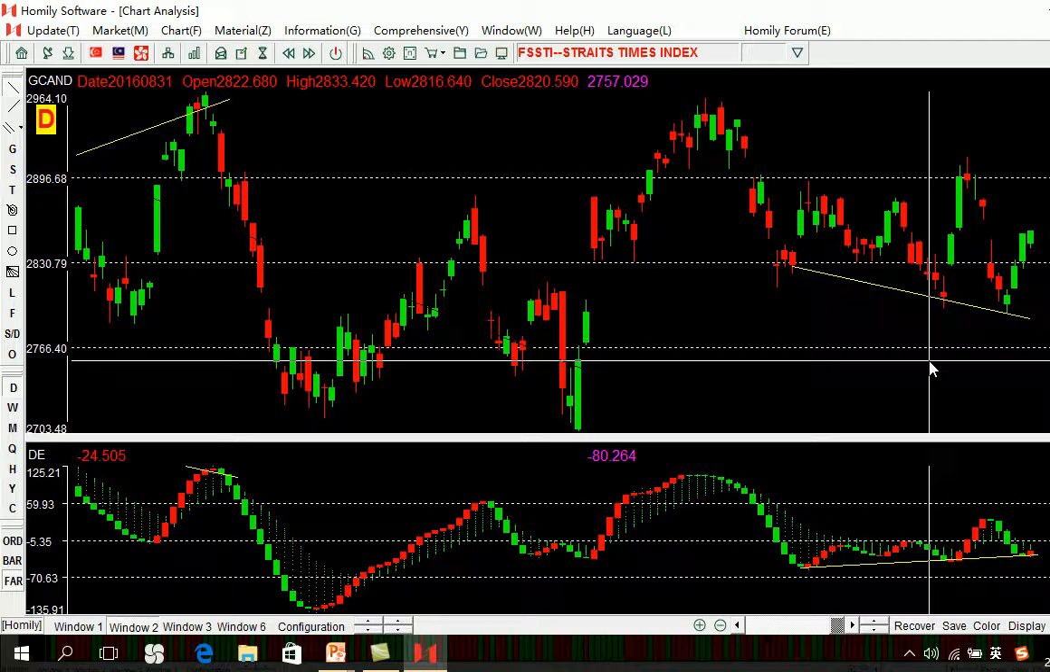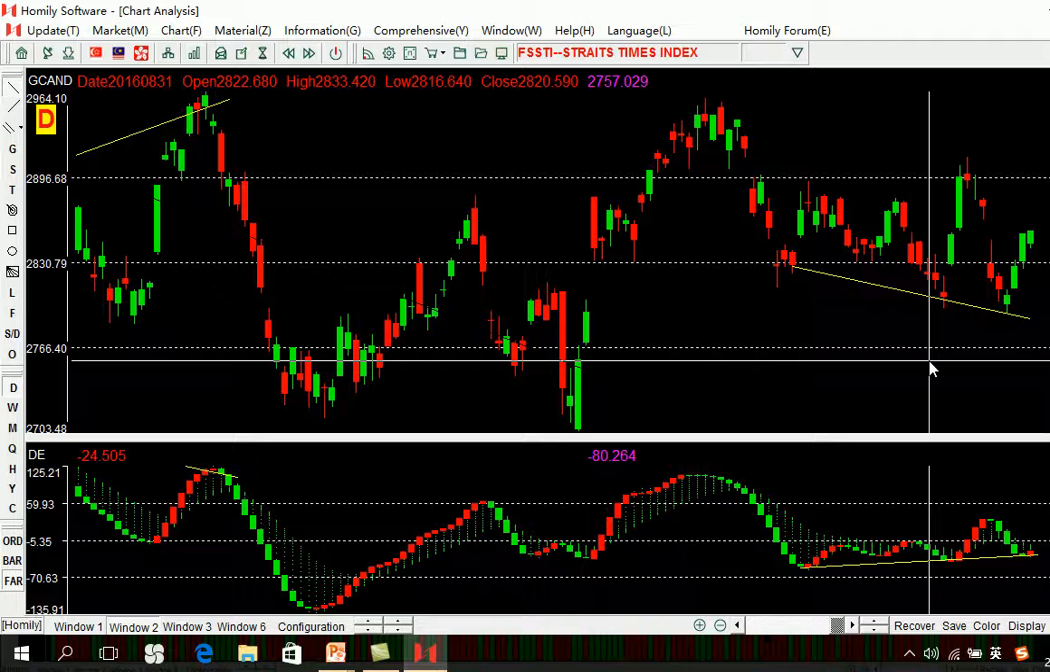And we can see another situation. This is the price. This is the divergence indicator. Then this is the stock price. Is this the bottom divergence or not? The low point of the price is higher, but the low point of the divergence indicator is lower. Is this the top divergence or the bottom divergence? No, this is not bottom divergence.